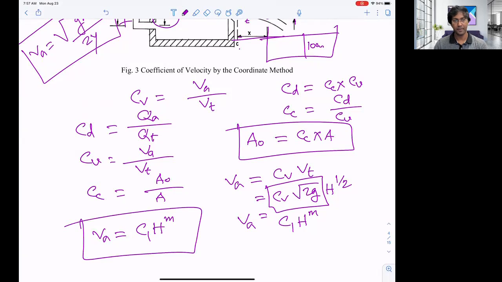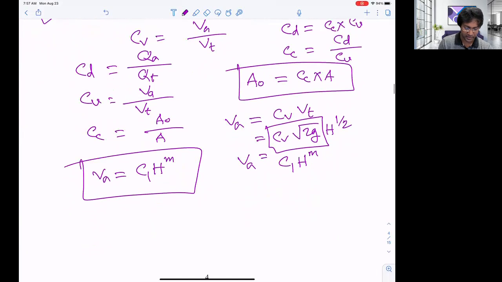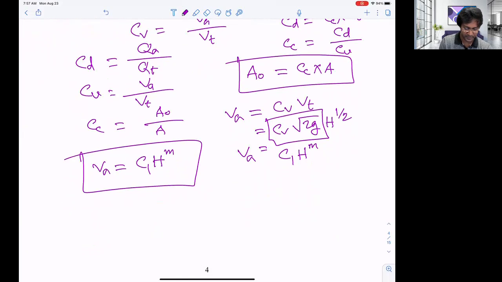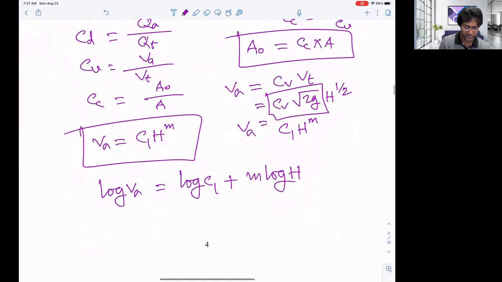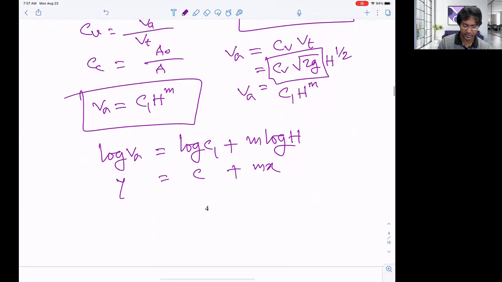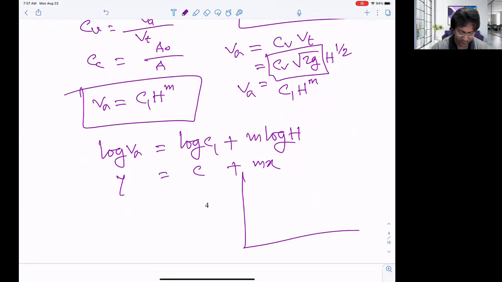If we have several values of actual velocity and several values of actual head that we already have, we can plot using that log graph paper, right? Similarly, how can we do that? We can take log, right? Log of VA is equal to, similarly as we did, log C1 plus m log h. So this is similar to y is equal to c plus mx. So you know the form of an equation that is a straight line, that is the equation y is equal to mx plus c.